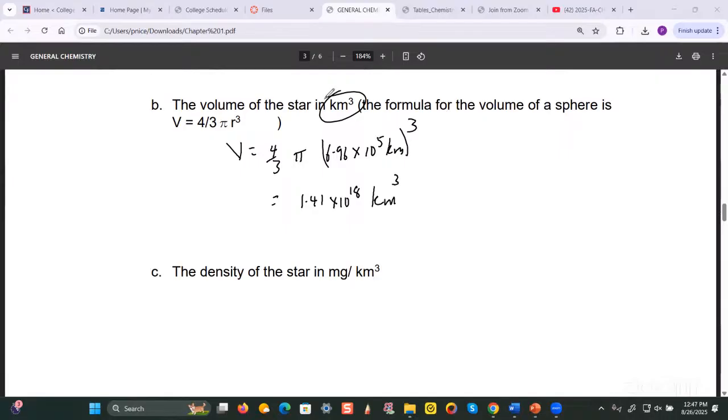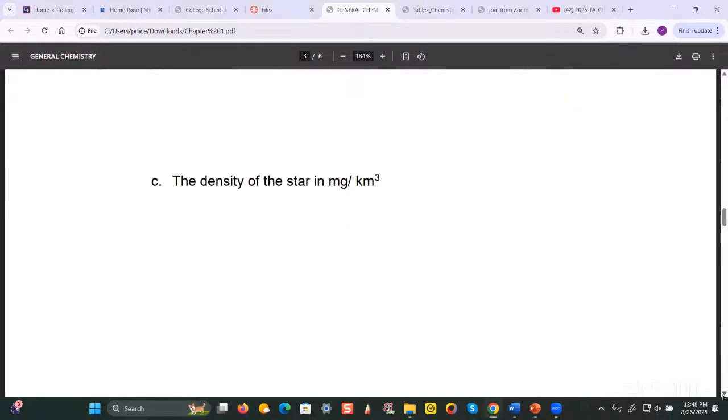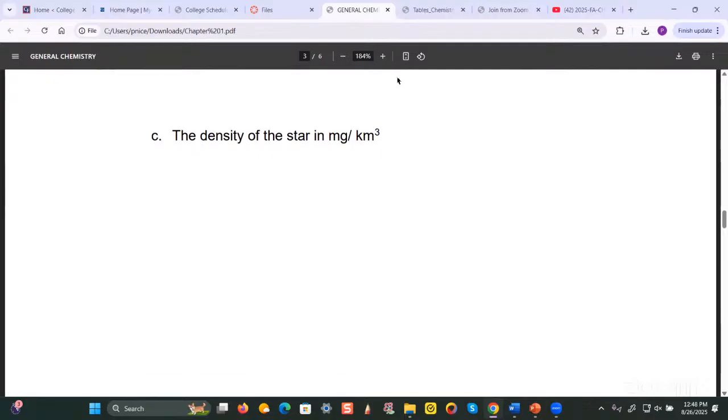Any questions? Okay, let me clear this. And then the C part is asking for the density. Well, that's relatively easy because you determined the mass earlier and the volume in the B part. So basically you divide the mass by the volume.